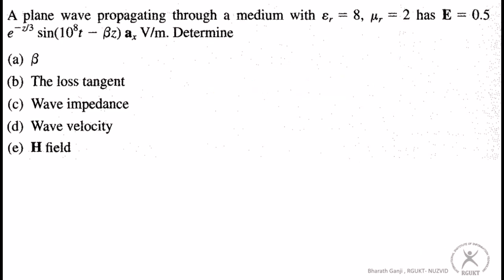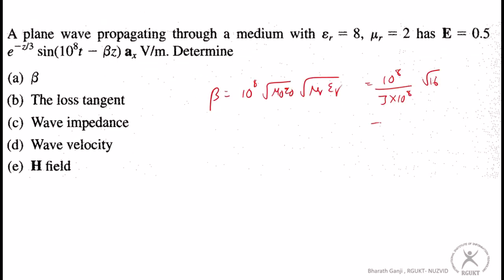So which is 0.374 radian per meter. Okay.